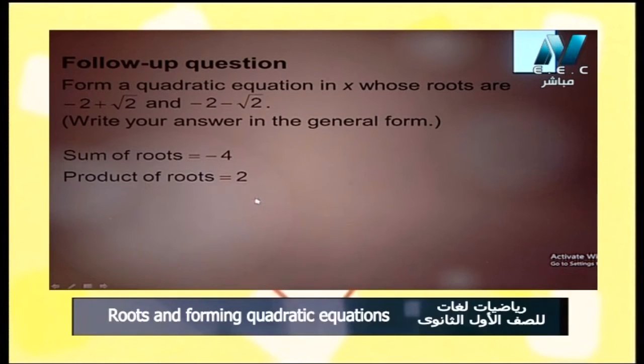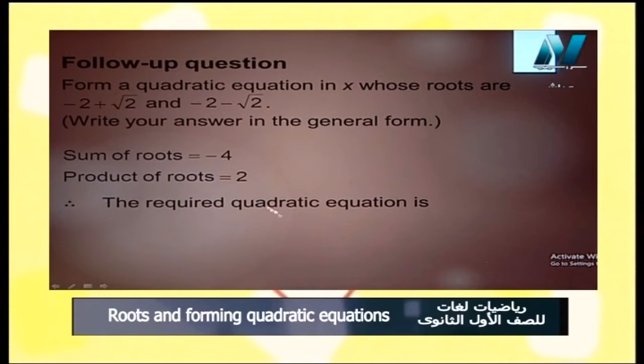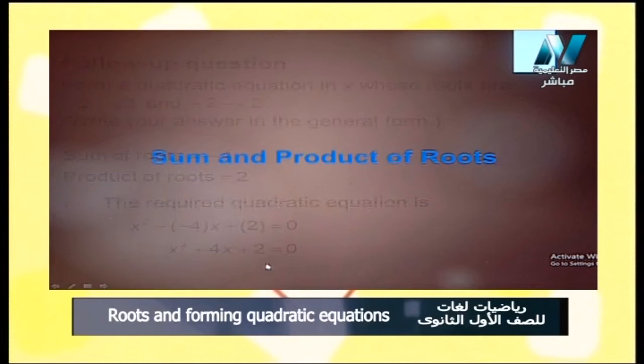So it's very easy to find that the required quadratic equation will be x power 2 minus the sum, which is negative 4, x, plus the product, which is 2, equals 0. So x power 2 plus 4x plus 2 equals 0. Why positive 4? Because negative multiplied by negative 4 equals positive 4. So x power 2 plus 4x plus 2 equals 0.